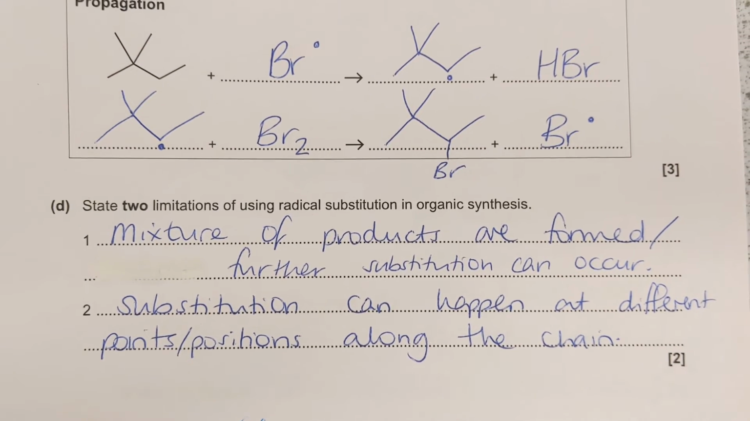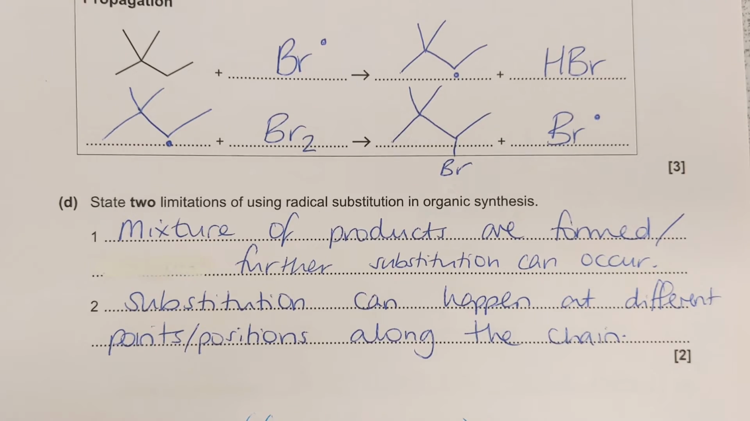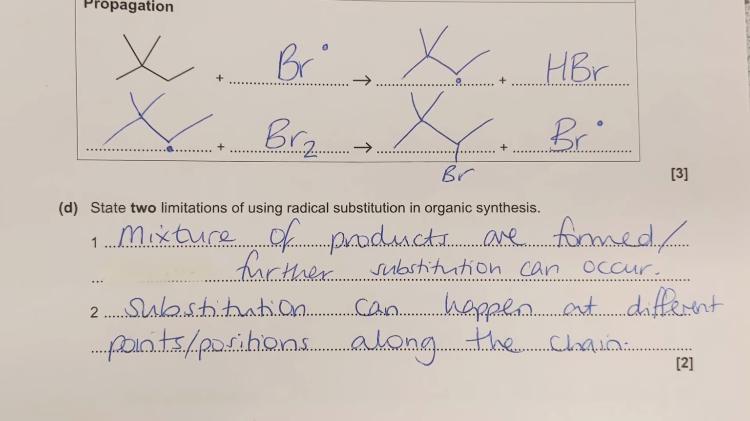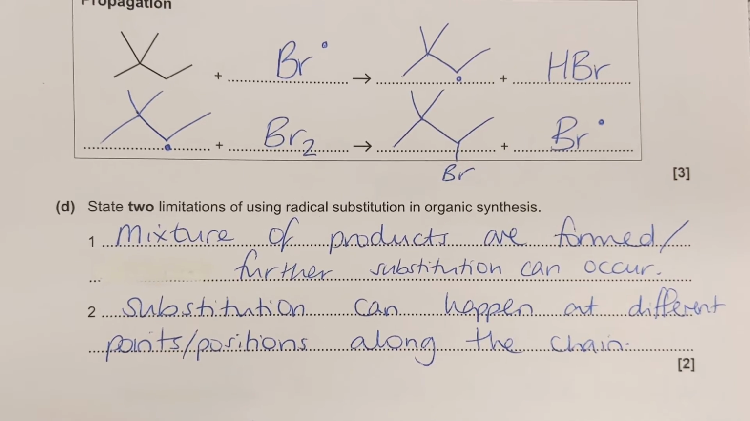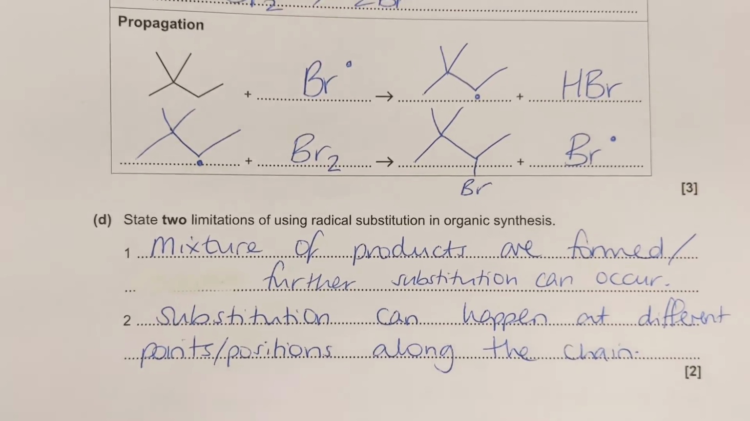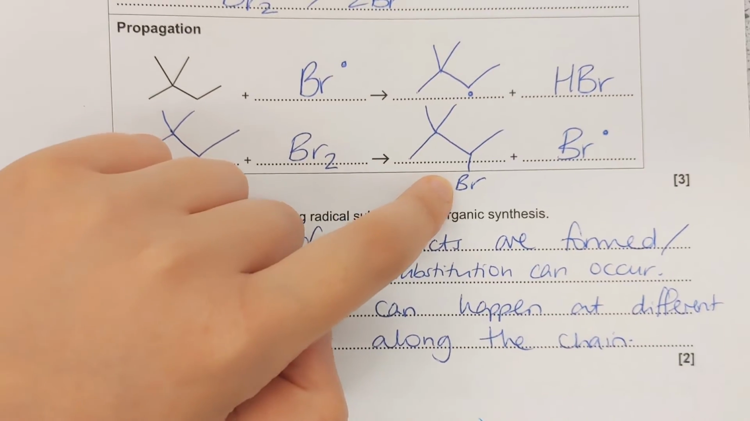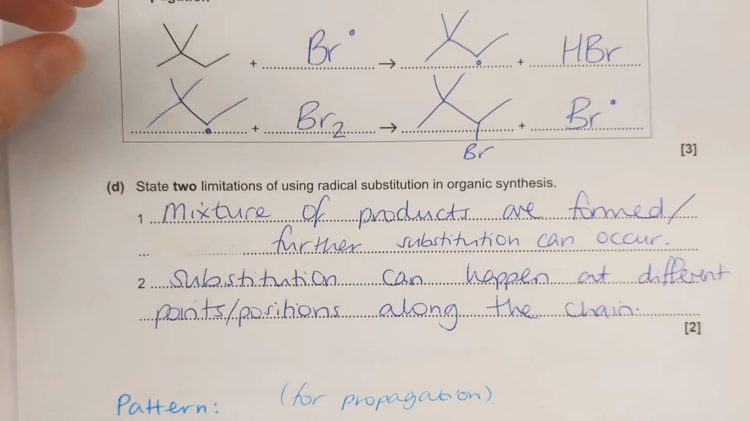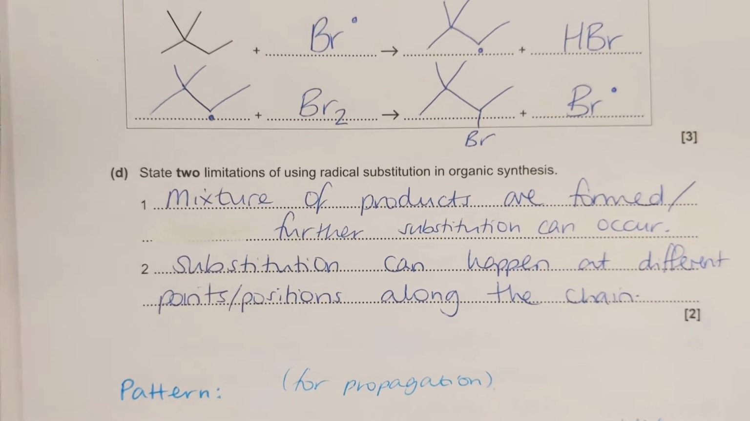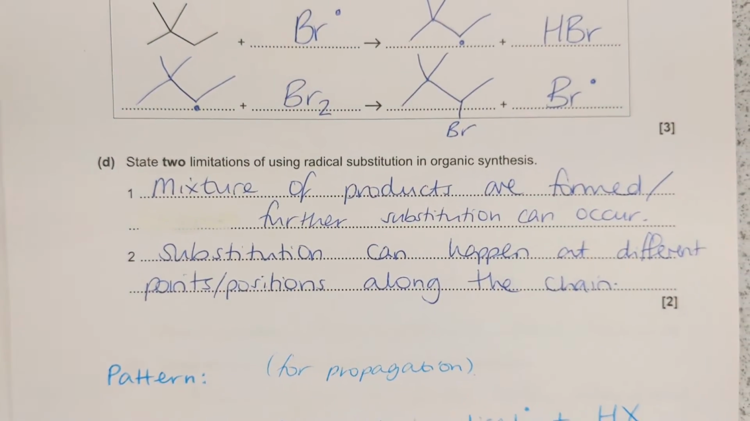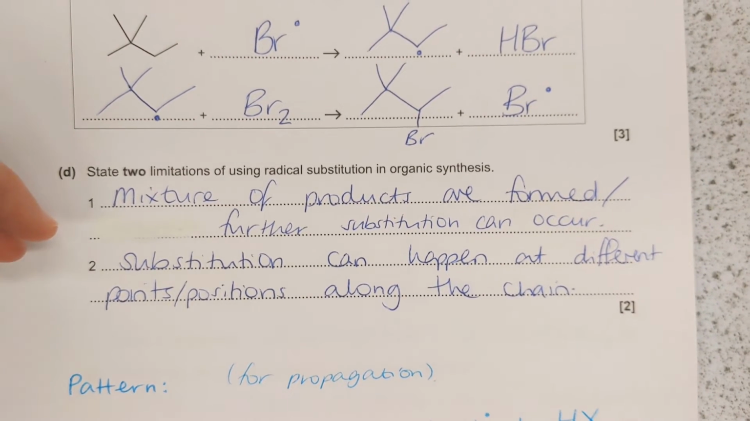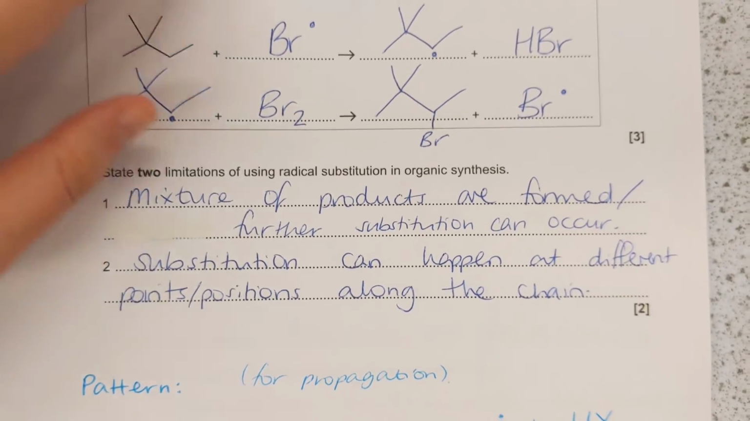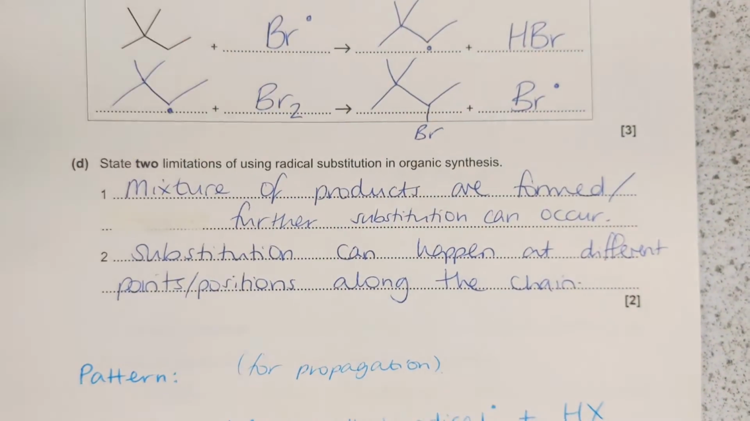Then it asks us for 2 limitations of radical substitution in organic synthesis. So the limitation is we want to control our synthesis, so a mixture of products is formed, and that's because further substitution can occur. So we won't just get this mono-substituted product here. We could get another bromine attached here and another one here. The bromine can replace any hydrogen in that hydrocarbon. And the substitution can happen at different points or positions along the carbon chain.